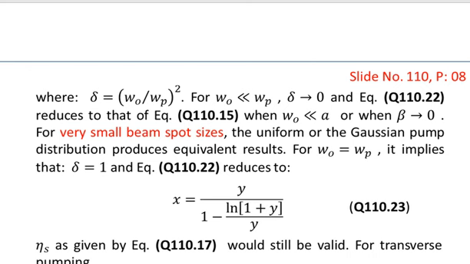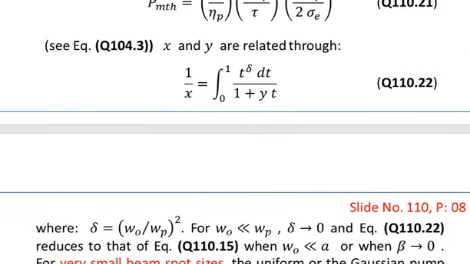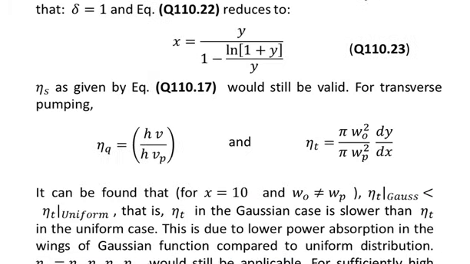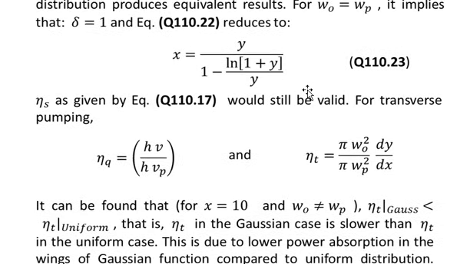So if you use the condition that W naught is equal to WP in the definition of delta, and substitute delta over here and solve this equation, you will get the result which is shown in equation number 23. So this is another relationship between the variables X and Y. Eta X, you know that X and Y are the ratios of the powers that I have just defined in this slide. Eta S, which is the slope efficiency as given by equation number 17, would still be valid.